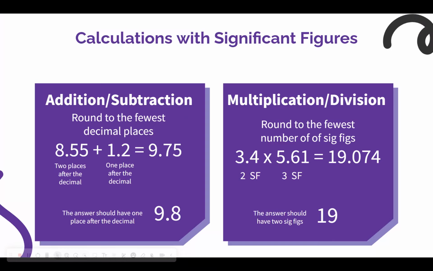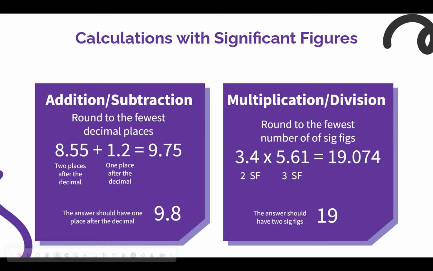All right, so one more thing we need to be able to do. We need to be able to carry out addition and subtraction and multiplication and division and give our answers with the right number of sig figs. So for addition and subtraction, we count the fewest decimal places. So 8.55 has 2 places after the decimal. 1.2 only has 1 place after the decimal. So our answer can only have the least number of places.